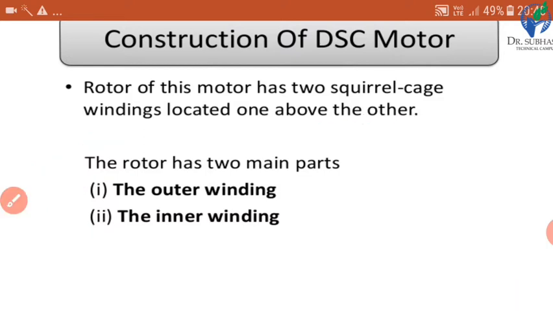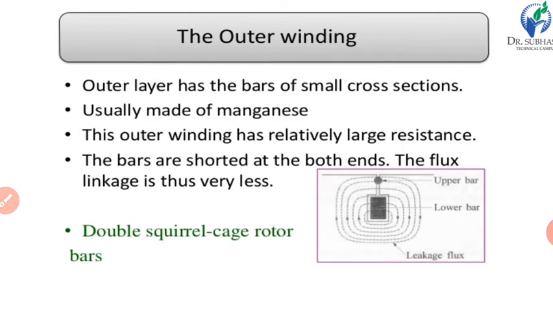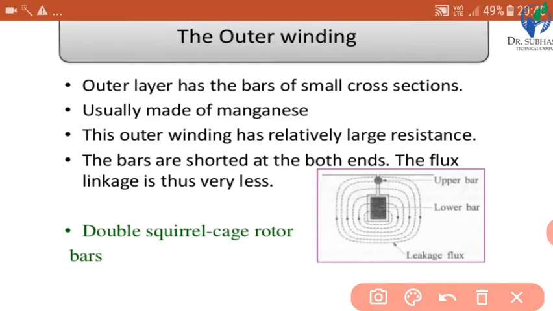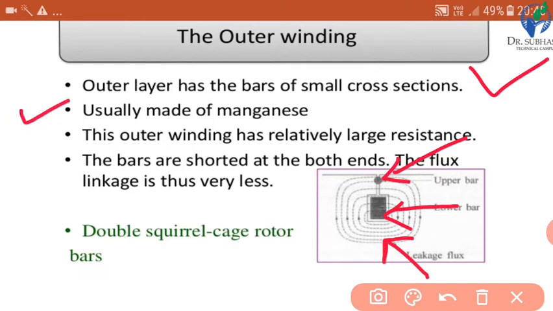Now we will see the outer winding in some detail. The outer layer has bars of small cross section. Here in this figure we can see there are upper bars and lower bars. This one is the lower bar, and the dotted lines are leakage flux. The outer layer is usually made of manganese.